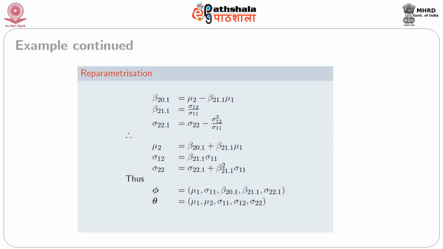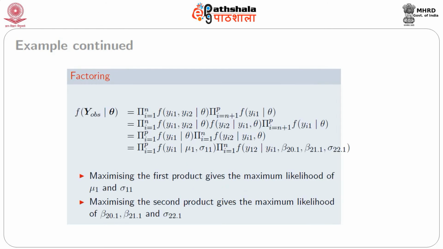So, my theta here is mu_1, mu_2, sigma_11, sigma_12 and sigma_22. Note that if I know all this, I would be able to specify my mu and sigma, whereas phi here is mu_1, sigma_11, beta_20.1, beta_21.1 and sigma_22.1. Because of the principle of factoring, I can factor the likelihood into two parts and I can maximize these two.